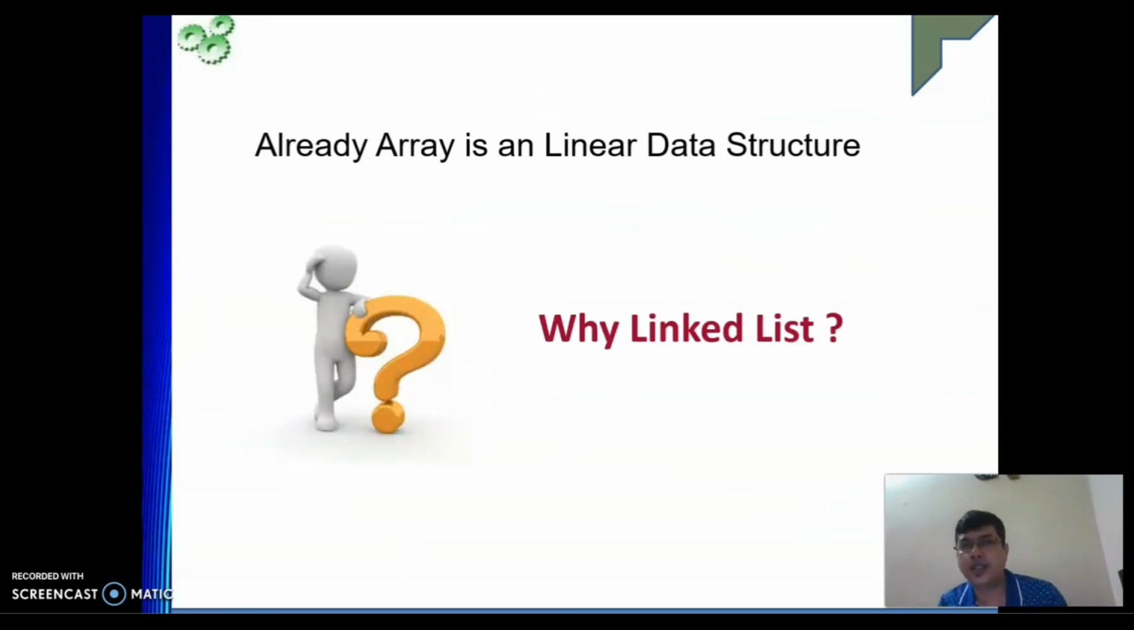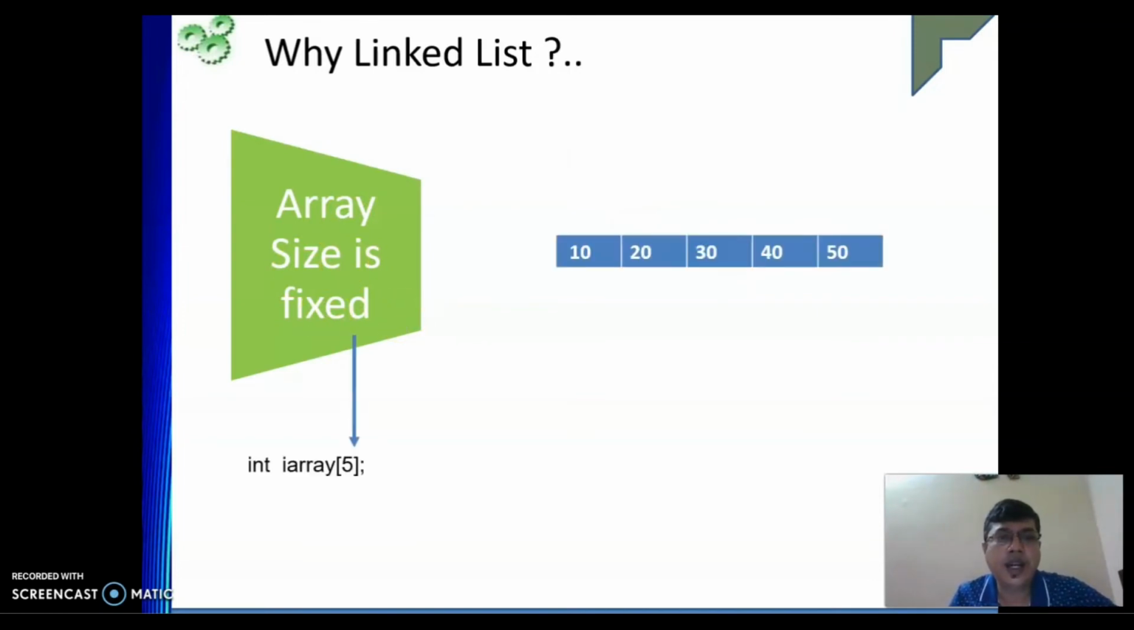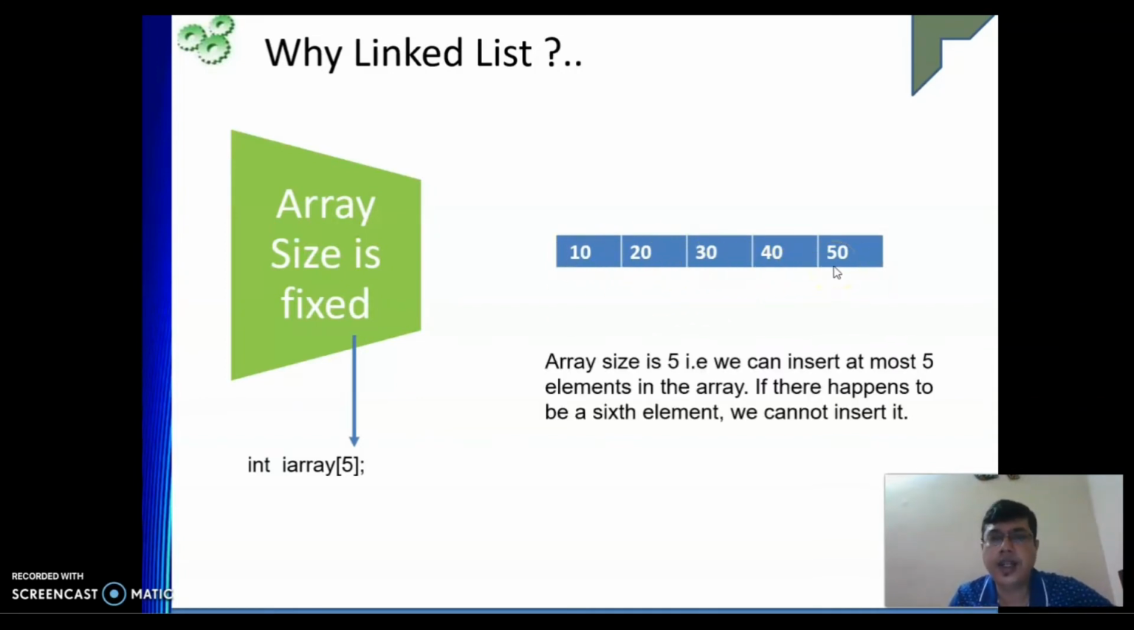We already have the array as a data structure, so why do we require the linked list? We have seen that array size is fixed. If we declare an array of size 5, we can store only 5 elements, that is, at most 5 elements. If there happens to be a sixth element, we cannot insert it. So it is a fixed size in an array, but in a linked list there is no fixed size. We can continue to insert elements, provided the last element always points to null.